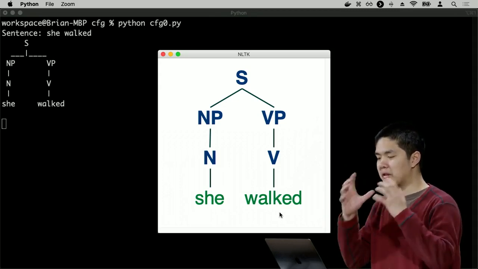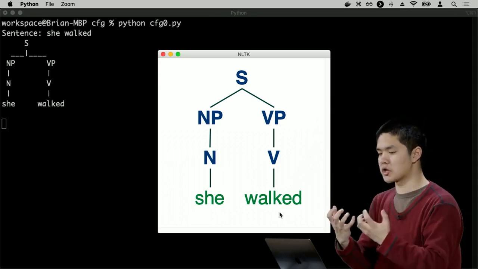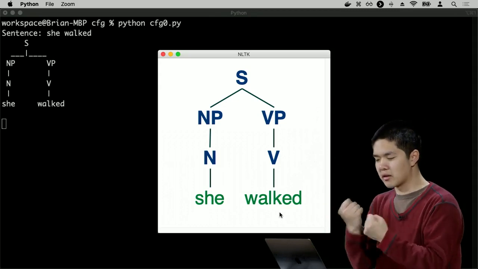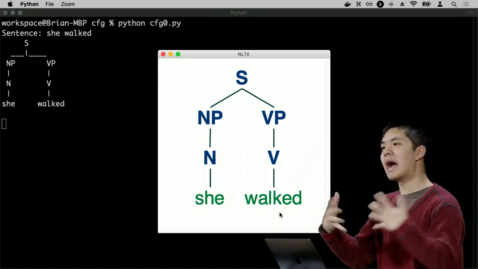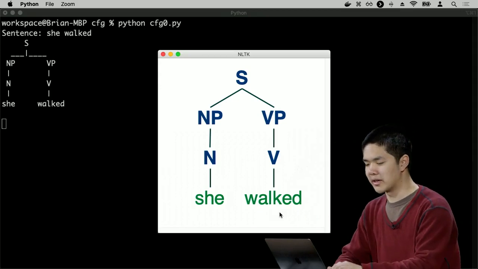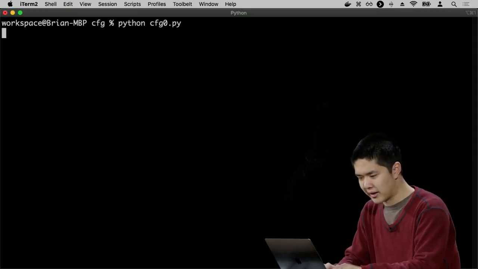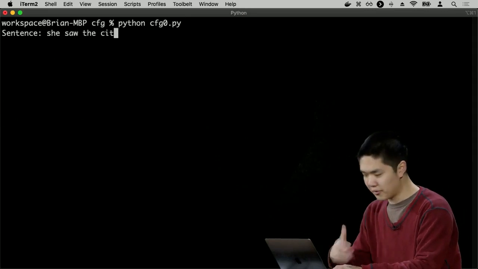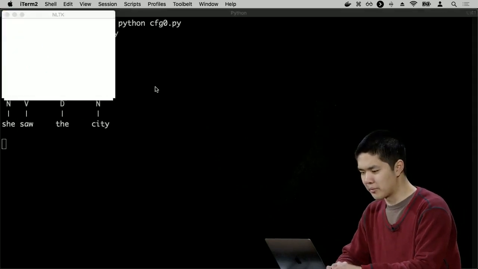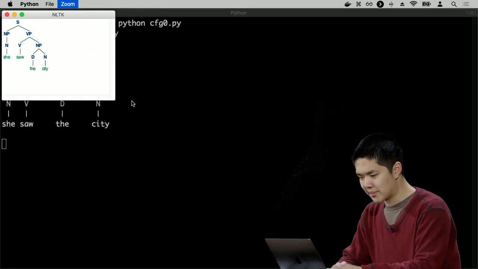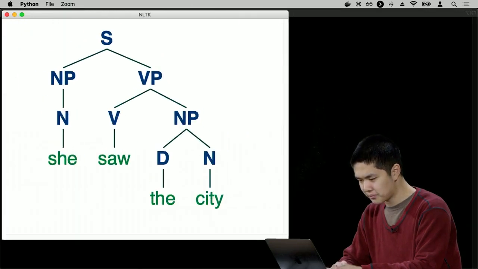But this now is our computer able to understand the structure of the sentence, to be able to get some sort of structural understanding of how the parts of this sentence relate to each other. Let me now give it another sentence. I could try something like "she saw the city," for example, the words we were dealing with a moment ago. And then we end up getting this syntax tree out of it.